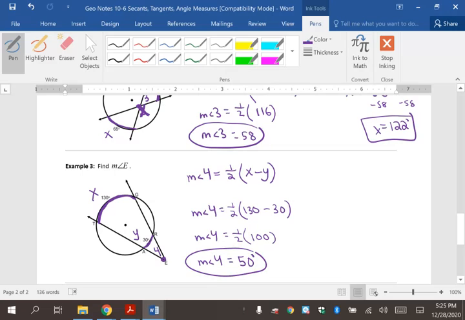So again, just ask yourself, where is the vertex? If it's on the center of the circle, it's angle 1. If it's on the circle, it's angle 2. If it's inside the circle, it's angle 3. And if it's outside the circle, it's angle 4.